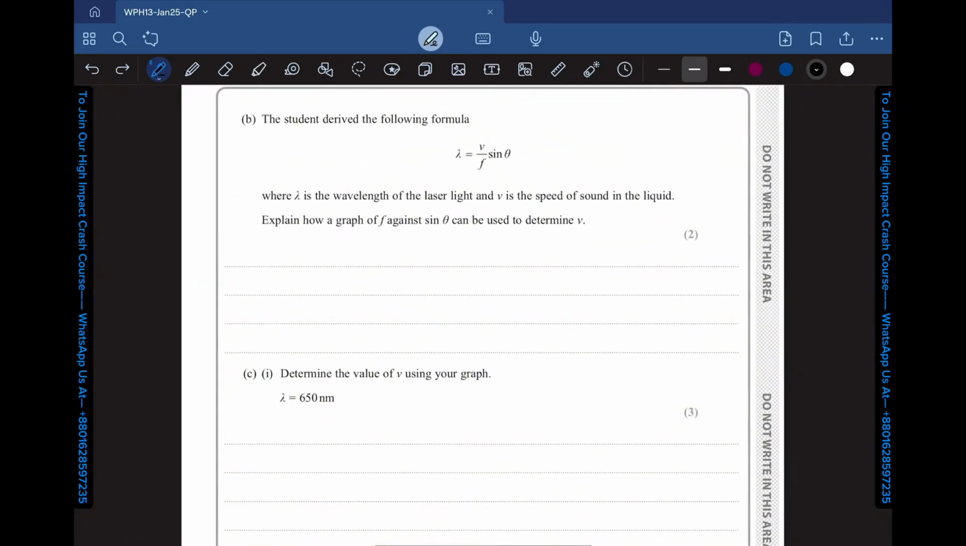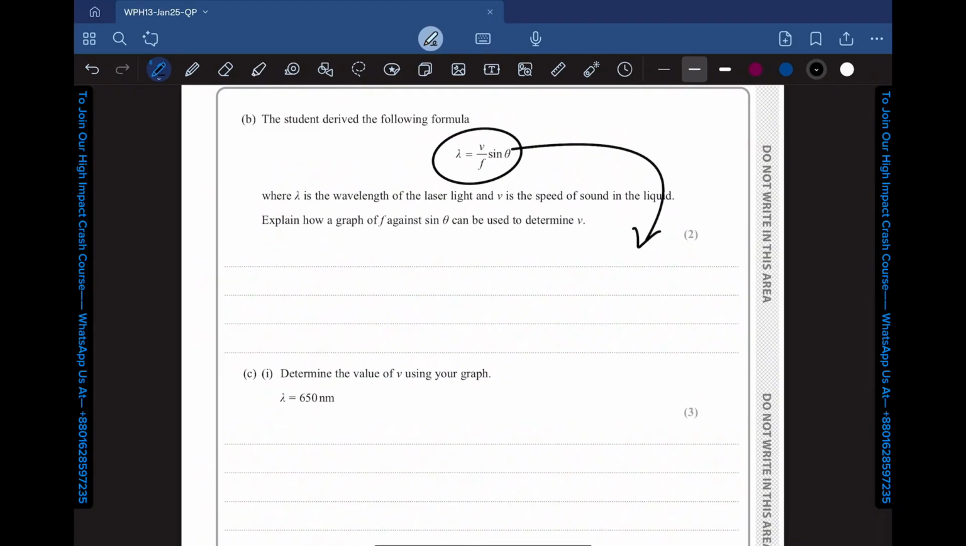It says the student derived the formula lambda equals v by f sin theta, where lambda is the wavelength of the laser light and v is the speed of the sound in the liquid. Explain how a graph of f against sin theta can be used to determine v. We'll have to figure out the v. Now this is a very typical and easy question where we will actually have to compare it with y equals mx plus c.